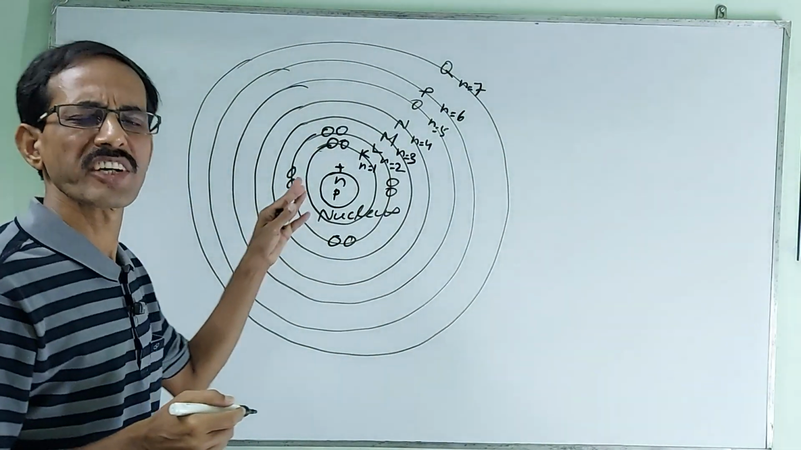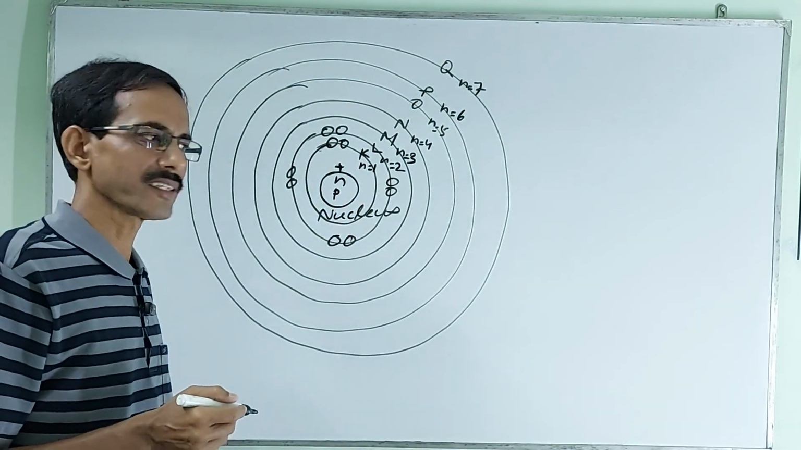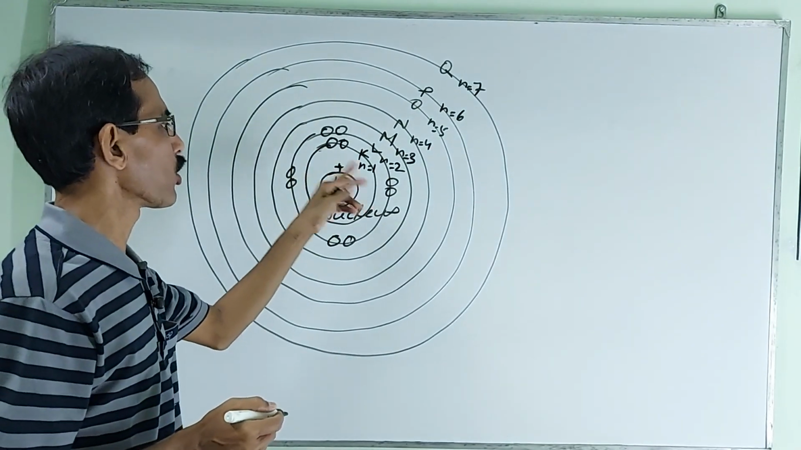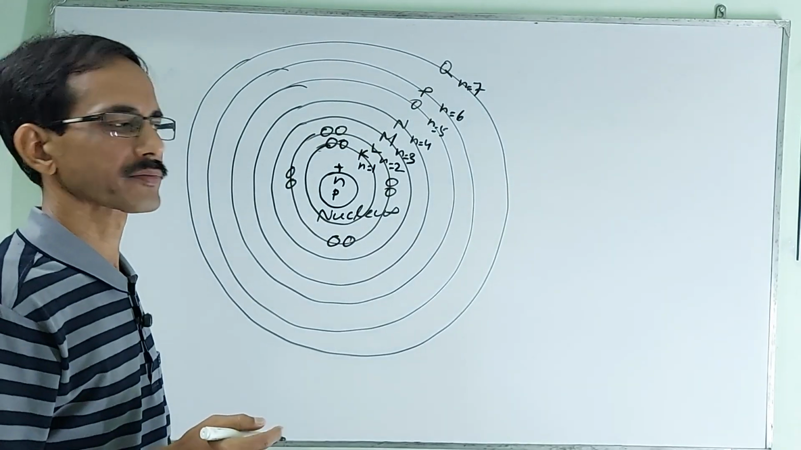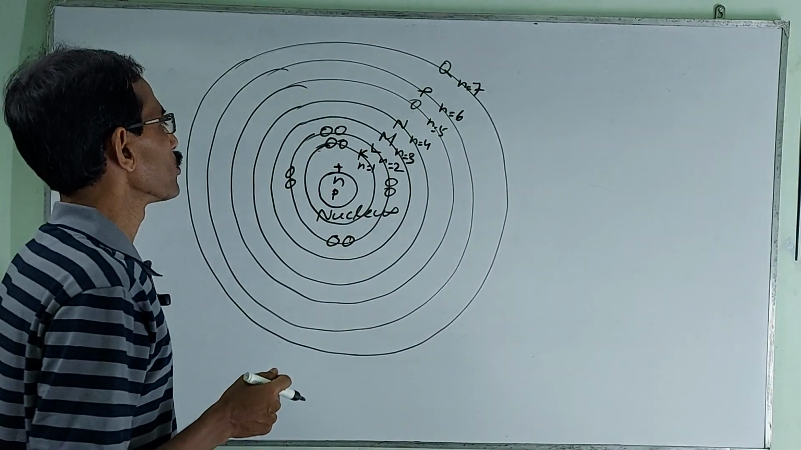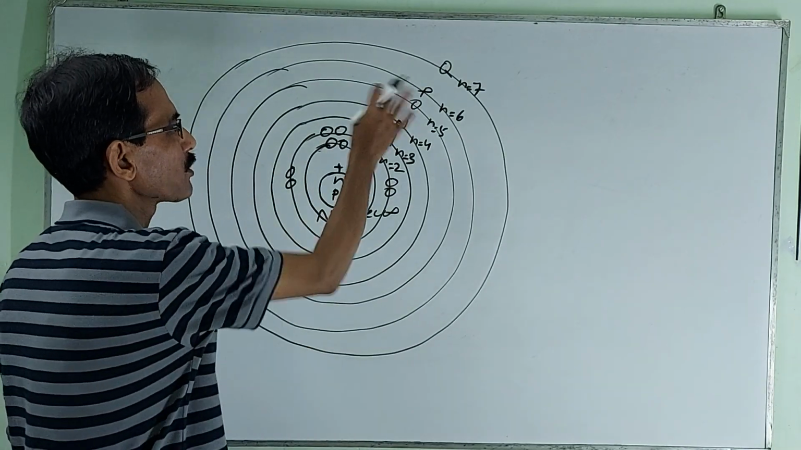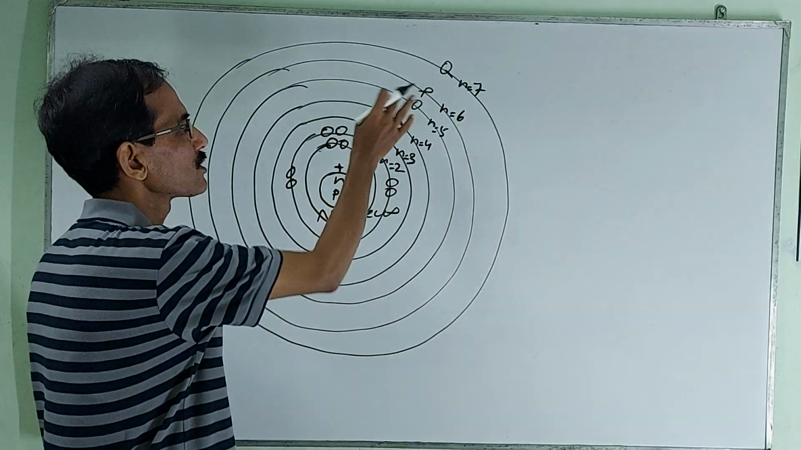How will you accommodate electrons in these orbits? It is as per 2n square. That is, the maximum number of electrons that can be accommodated in an orbit is equal to 2n square. So, how many maximum? There are 7 shells. Why are there maximum 7 shells?